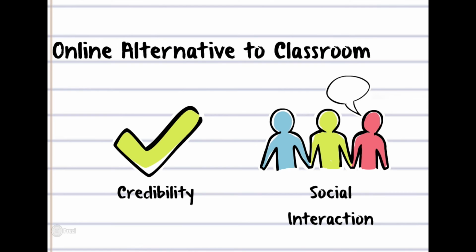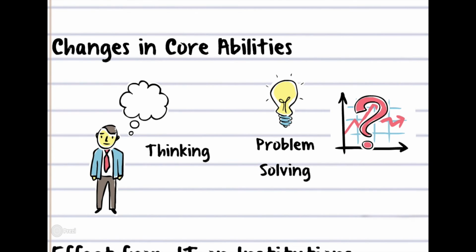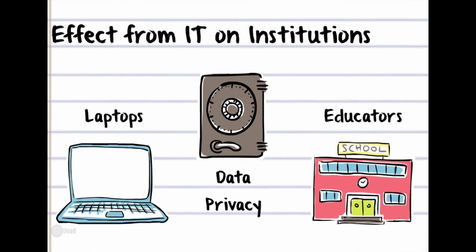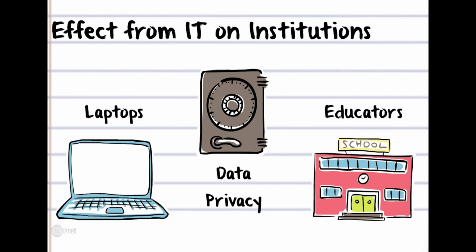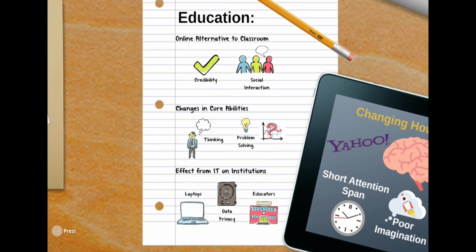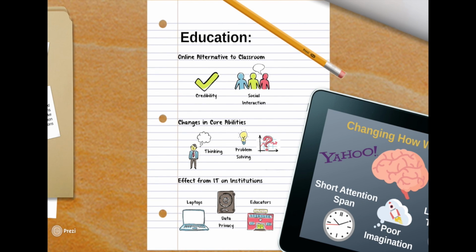For the first point, we looked at credibility of online courses and the negative effect on social interaction. Then, we looked at how it has changed the way that we think and problem solve for the worse. Lastly, we spoke about the issues that arose from using laptops in the classroom, the loss of privacy, and pressure on educators. With all of this in mind, it should become obvious now that technology has the potential to ruin education in our country.